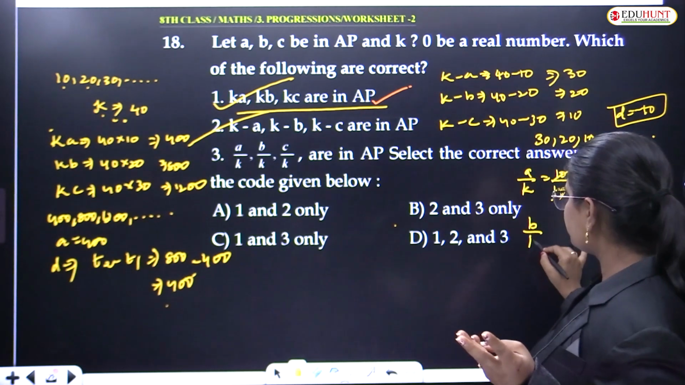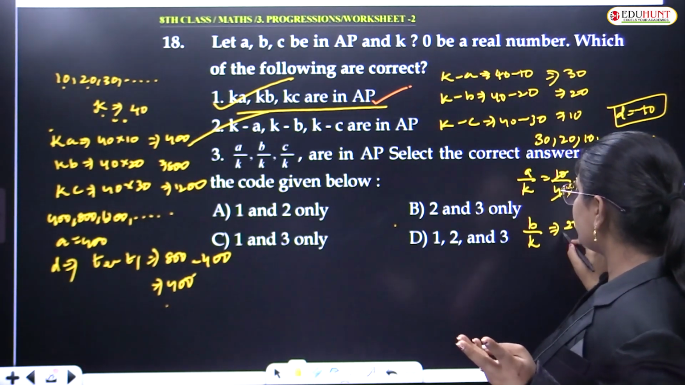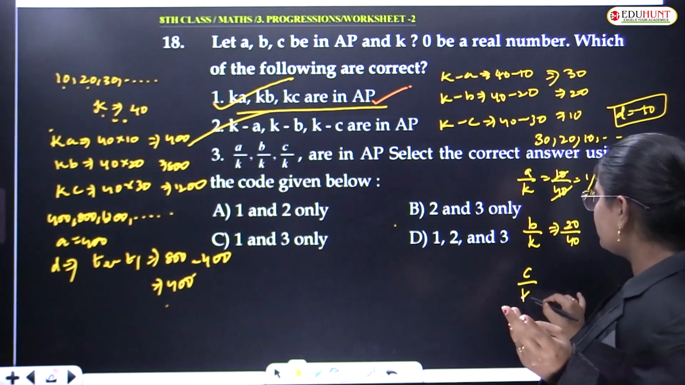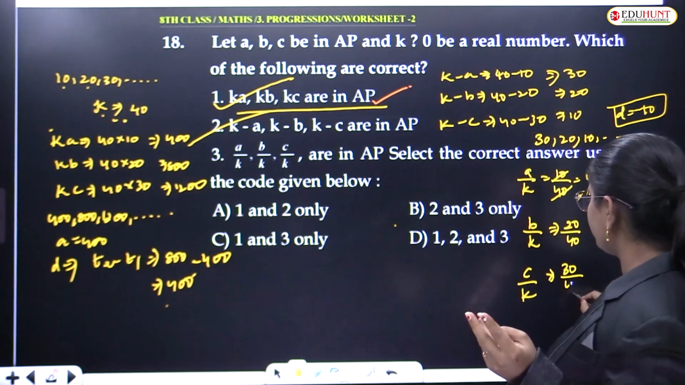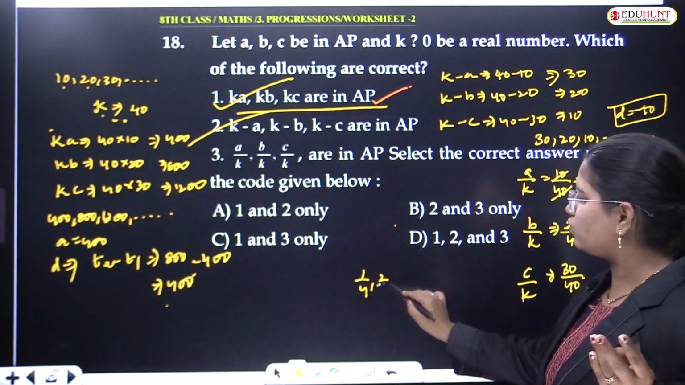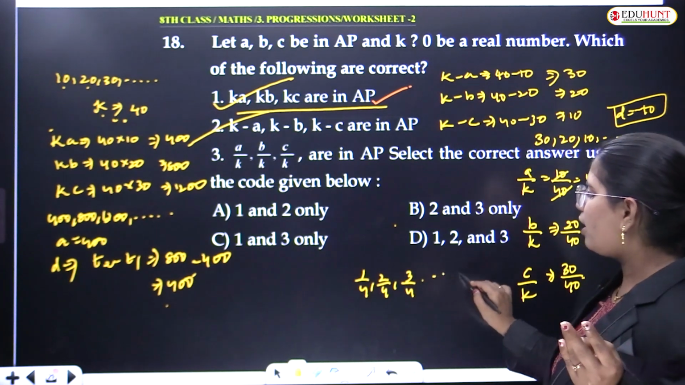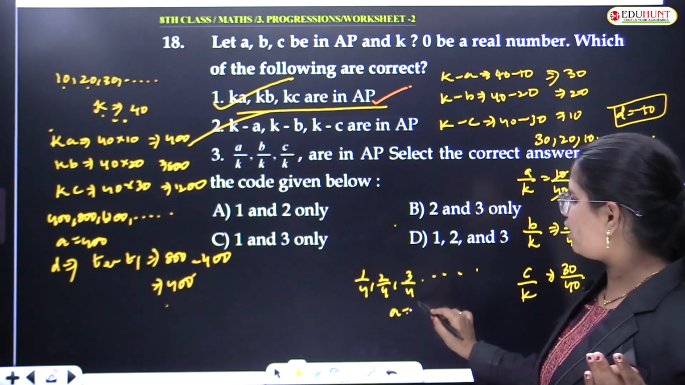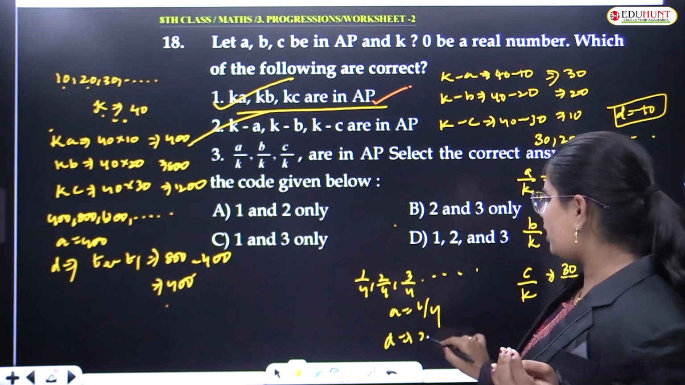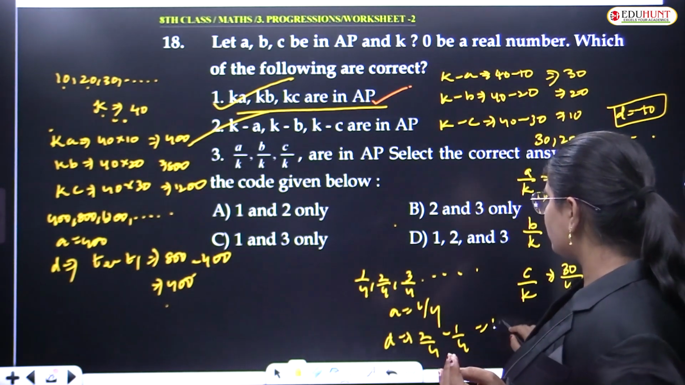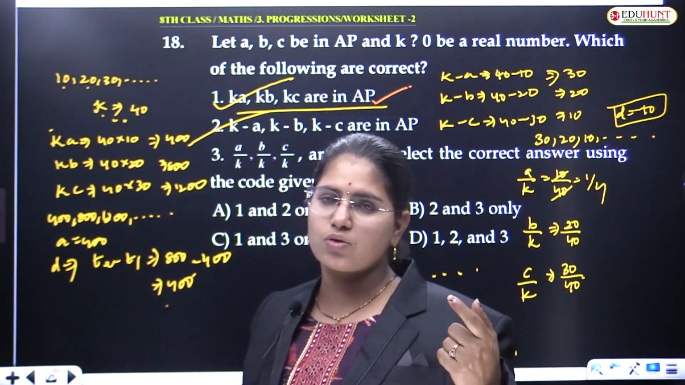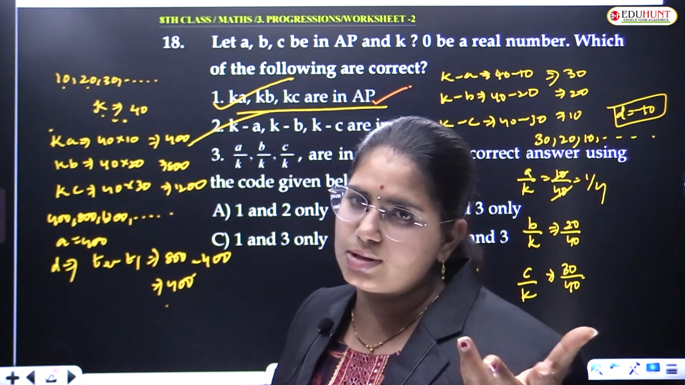Next, B by K. What is B by K? 20 by 40. Next, what is C by K? C by K is 30 by 40. So what are the terms you got? 1 by 4, 2 by 4, 3 by 4 and so on. Here, what is the value of A? A value is 1 by 4. And what is the common difference? 2 by 4 minus 1 by 4, which is 1 by 4 again. And yes, the common difference is constant. That means those three terms are also in AP.